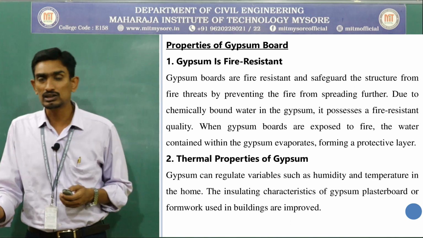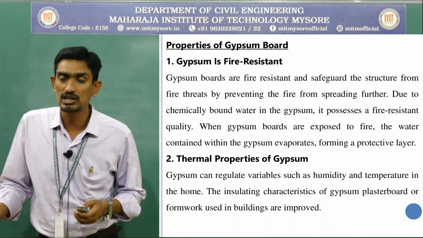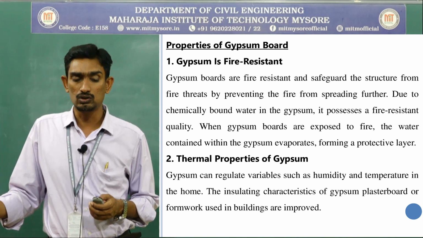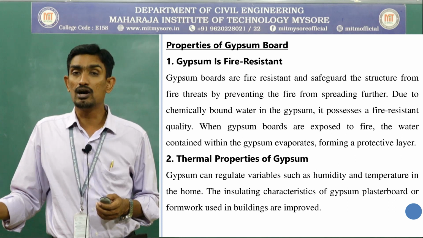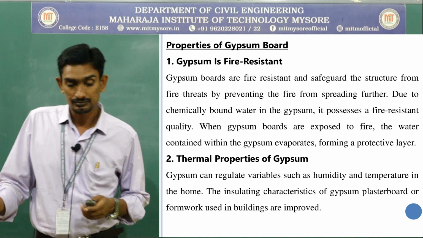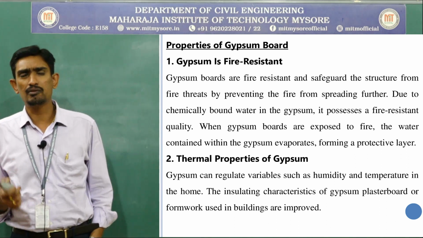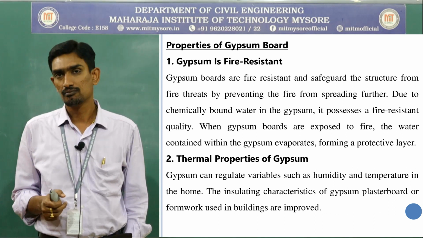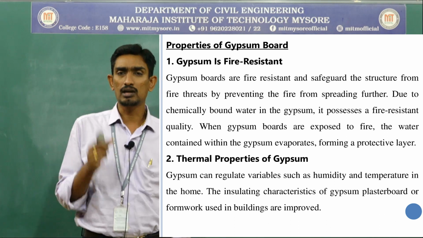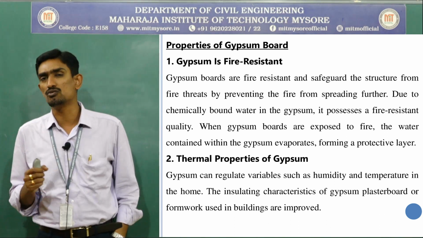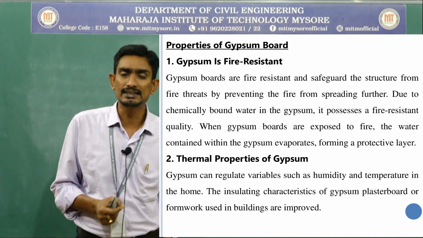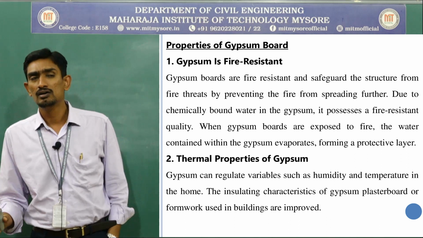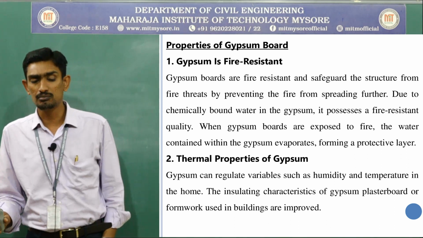By using this, the advantage is that it is very fire resistant. You need not worry about the fire. It will take care of the fire very well, with no threat of fire, and it will prevent the spread of fire. Why does it prevent fire better? Because chemically bound water is present inside the gypsum. The chemical formula of gypsum includes water. That chemically bound water inside the gypsum is a boon, which prevents fire, so we can say it is a fire resistant material.